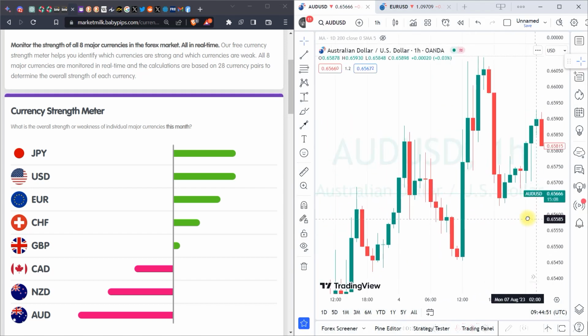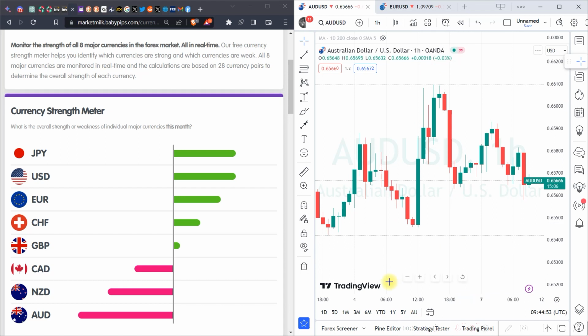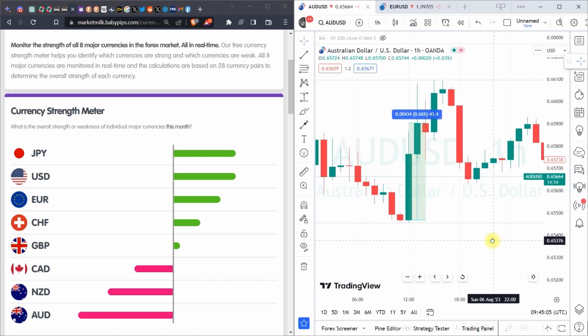Australian dollar versus US dollar. Yeah, this is the chart, and this is Friday. Yup, the NFP move. Let's do this again. This is the start of the hour and then the close of the next hour. As you can see here, the move was very small.